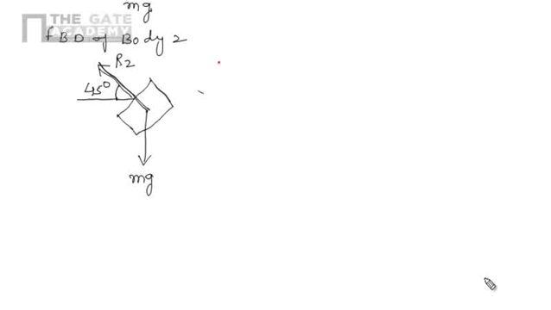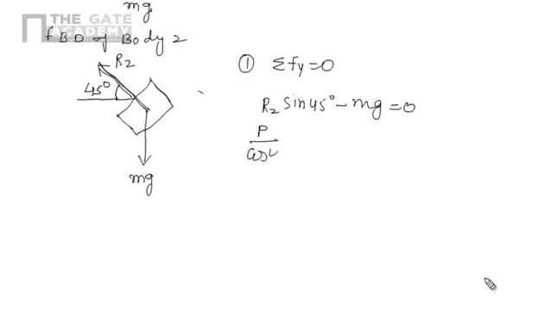Now if we apply the equilibrium condition, that is, the algebraic summation of all vertical forces should be 0, we can write R2 sin 45 minus mg equals 0. In place of R2, we can write P by cos 45 into sin 45 equals mg. So P will be mg. So the correct answer for this problem is P equals mg.